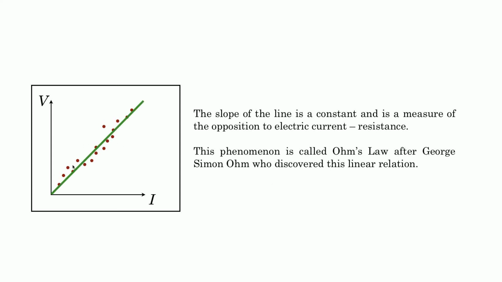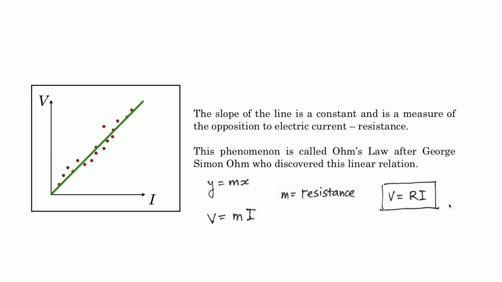The slope of this line turns out to be something very interesting. If we start with y equals mx, and we say y really is the potential, and x is really the current, this slope right here turns out to be the resistance of the circuit, which represents the opposition to the flow of current. This gives us a law that we can write as V equals IR, depending on how we want to express it, and this is known as Ohm's Law.